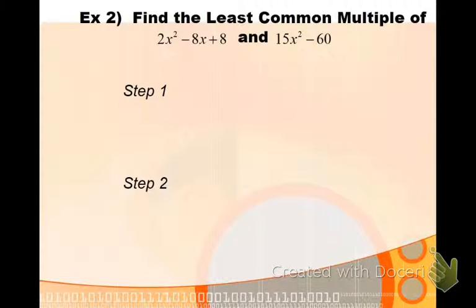Number 2, we're still just practicing the whole factoring and finding the least common multiple. This time we've got 2x squared minus 8x plus 8 and 15x squared minus 60. On that first expression, what could I factor first? A 2 is a GCF, and what's left?